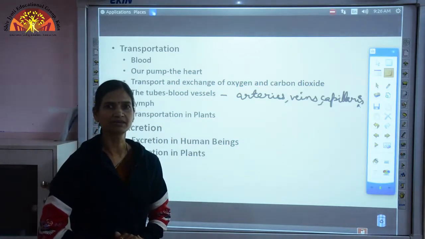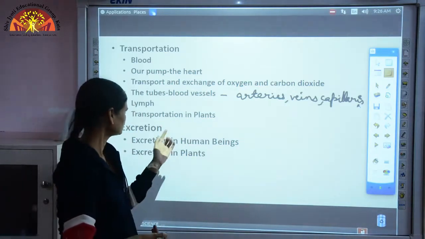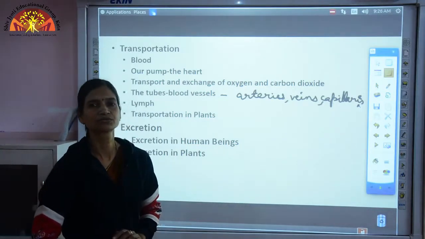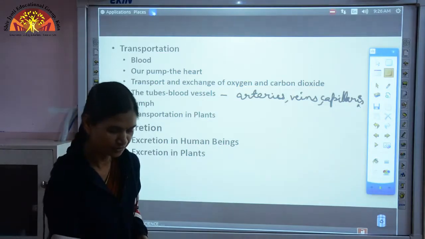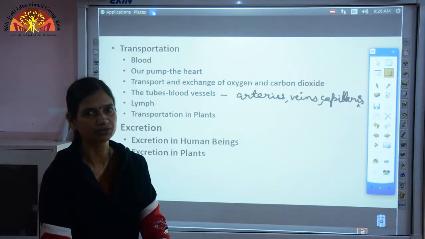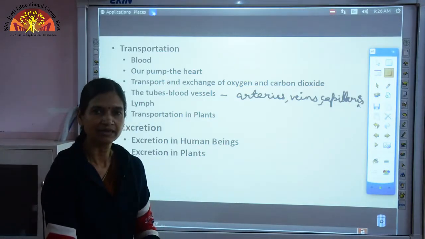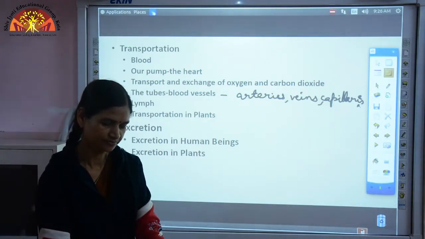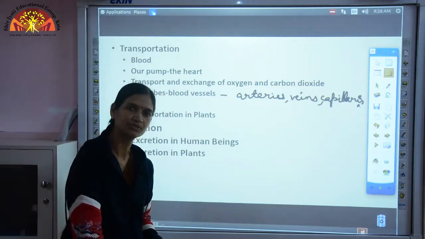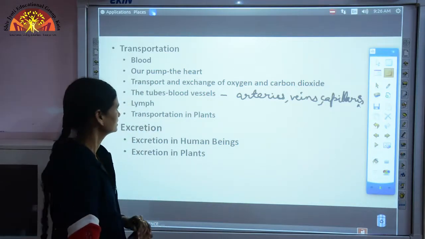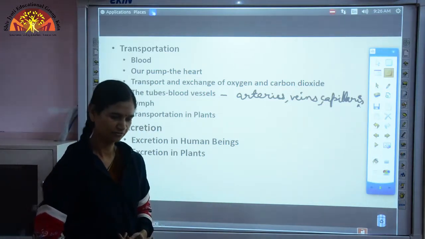Transportation in plants की हम बात करते हैं तो there are mainly two methods or two organs in the body of a plant, that is xylem and phloem. Xylem helps in the transportation of water and phloem helps in the transportation of food. ठीक है, तो xylem में water and minerals are transported, and phloem helps in the transportation of food.